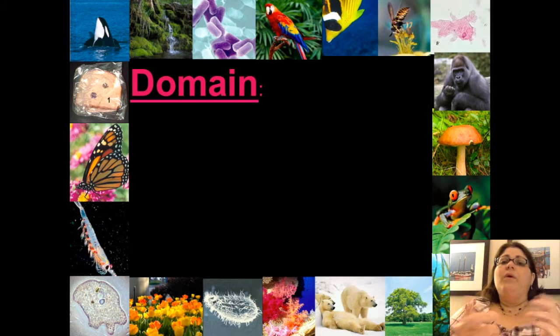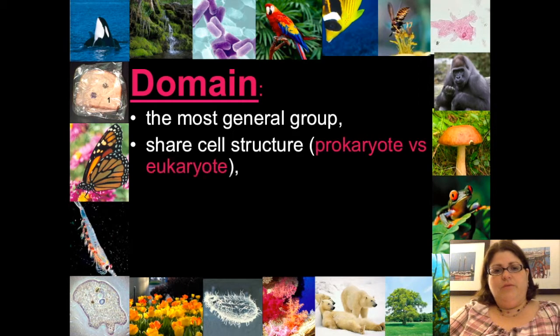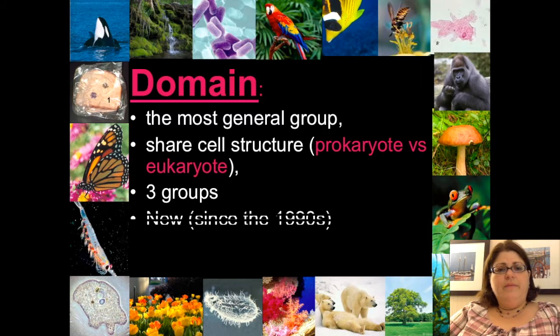So one of the ones that was not on there is domain. When I was in high school, I didn't learn domain. It's a more recent term. It's the most general group, and it's grouped by sharing the most basic of cell structure. Either you're a prokaryote or a eukaryote. Within the prokaryotes, there's so many prokaryotes that they've actually divided them further based on additional cell components. But most general is are you a prokaryote or a eukaryote? There are 3 domains. We'll learn about that later in the unit.